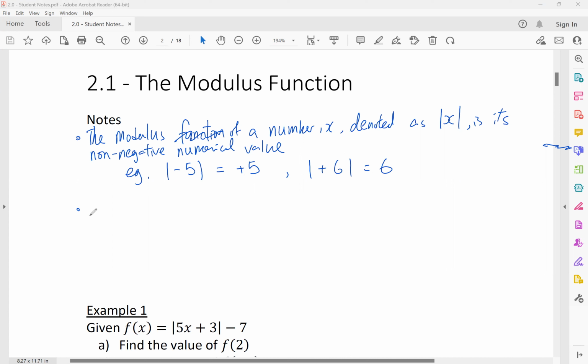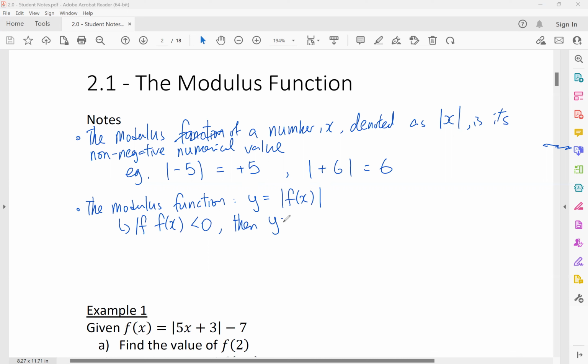The modulus function y equals modulus of f of x, so it's the two bars and then f of x. If f of x is less than 0, then y equals negative f of x. If f of x is greater than 0, then y is just positive f of x. Modulus is also known as the absolute value.